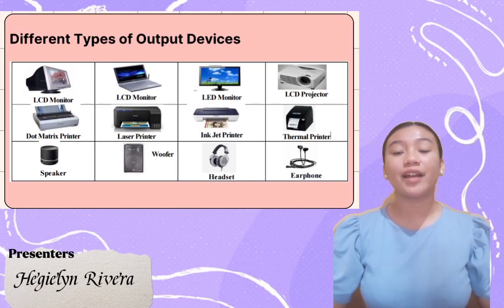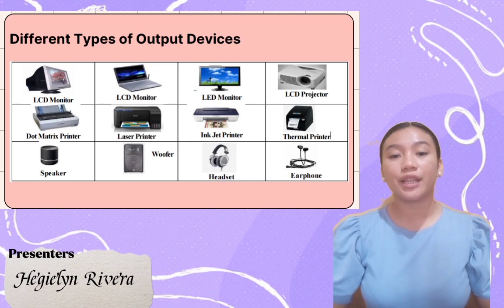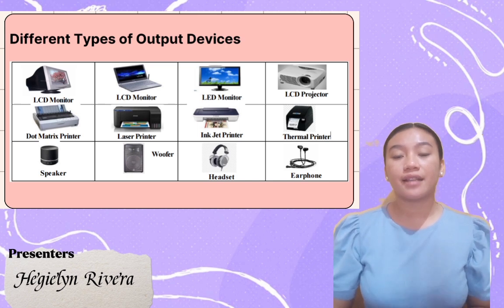So, we have different types of output devices. We have LCD monitor, LED monitor, LCD projector, dot matrix printer, laser printer, inkjet printer, thermal printer, speaker, woofer, headset, and earphone. Those are the different types of output devices.